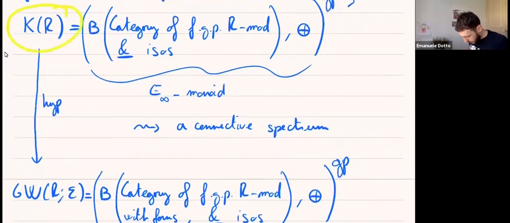And so I get two spectra, K-theory and Grothendieck-Witt theory, and the hyperbolic map. And now the question is, what is the cofiber of this map?